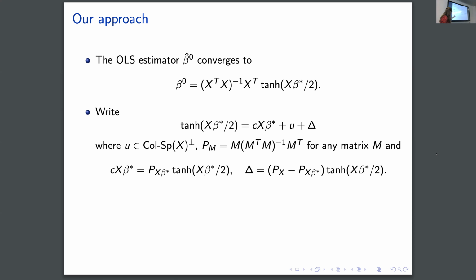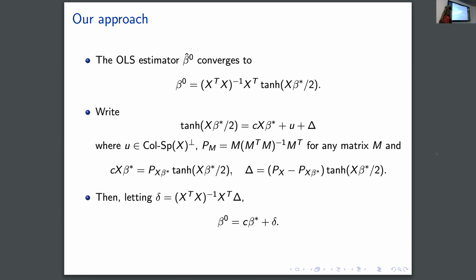So what we do is we take our vector tanh of x beta star over 2, and we express it in terms of 3 orthogonal components. Right? All I've done is take the vector in R^n and express it in 3 orthogonal components. These are projections of a vector onto 3 orthogonal subspaces. The first term is just the projection onto the line x beta star. The second term is the projection of that vector onto the space orthogonal to the column span of x. And then delta is just the remaining orthogonal component. There's nothing fancy there. I've just expressed the vector in terms of 3 orthogonal components, and I've given the expressions for C and delta on the slide.